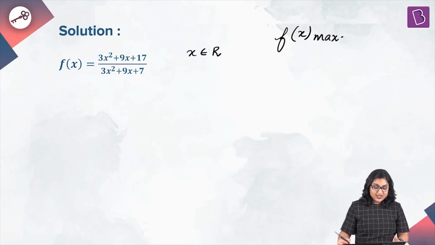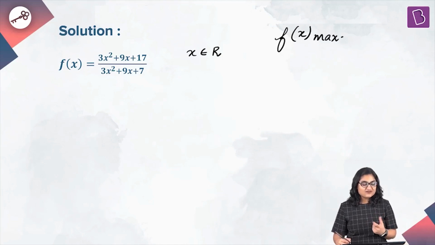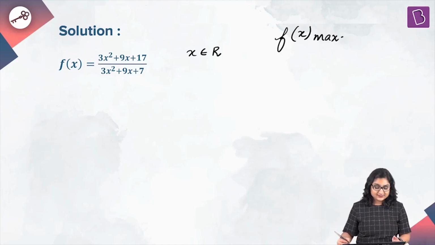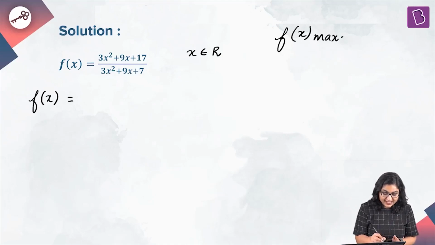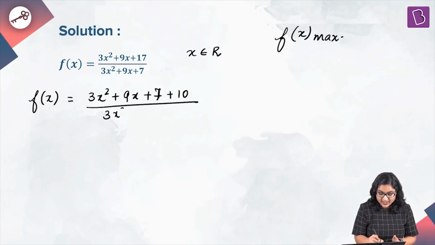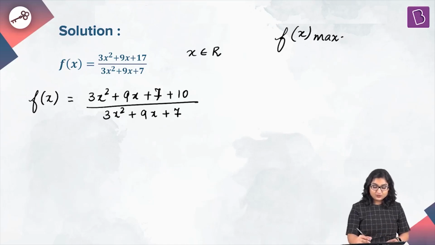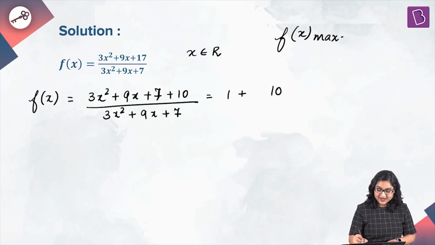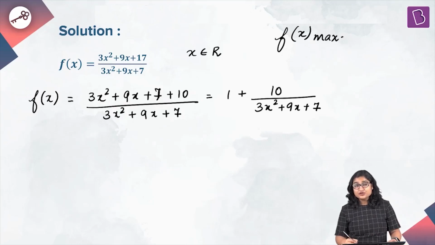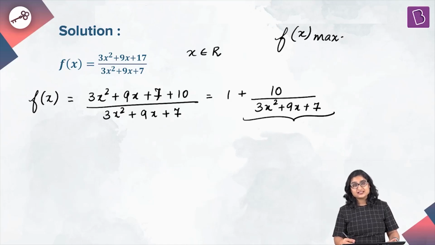All right. Now, as you can see in the numerator and the denominator, we have a common term 3x² + 9x. So I'm going to write f(x) as (3x² + 9x + 7 + 10) divided by (3x² + 9x + 7). Now, if I split the numerator, what I will get is 1 + 10 divided by (3x² + 9x + 7). In order to calculate the maximum value of f(x), we have to minimize this denominator, which is 3x² + 9x + 7.